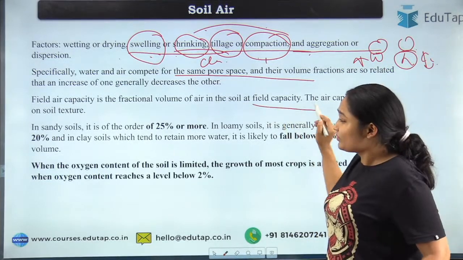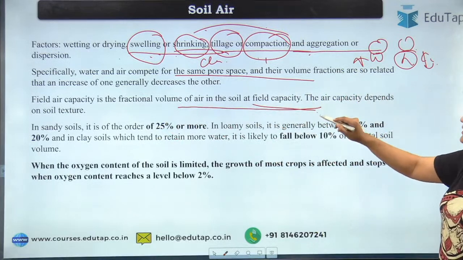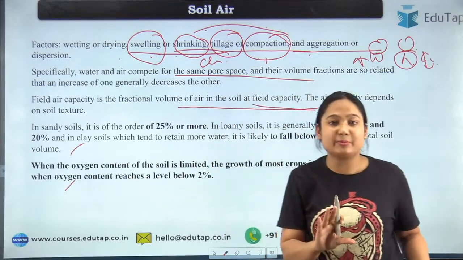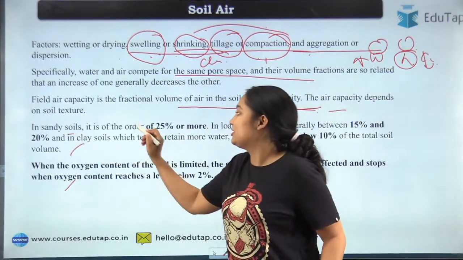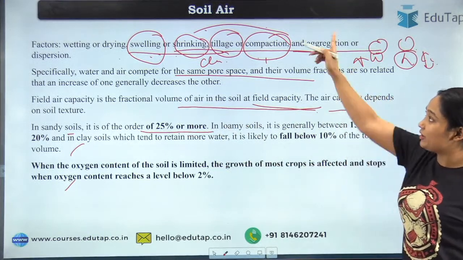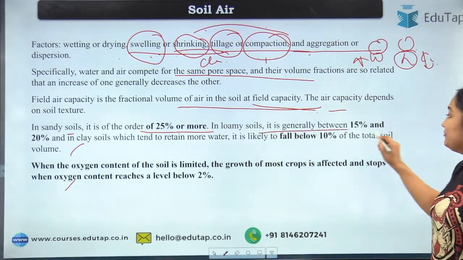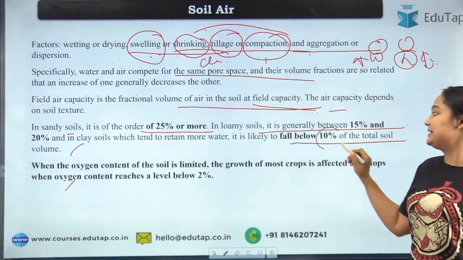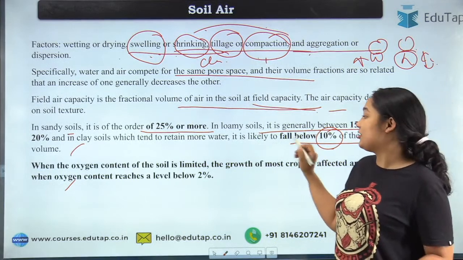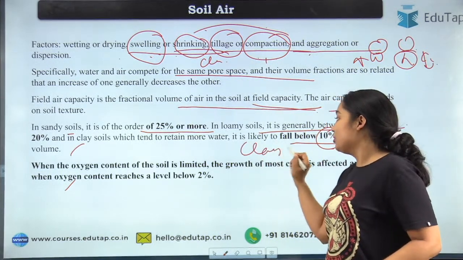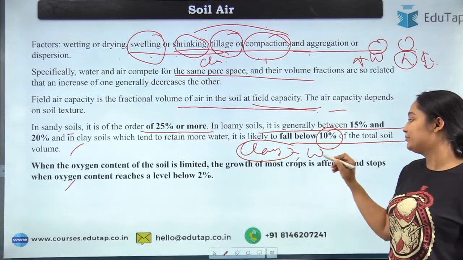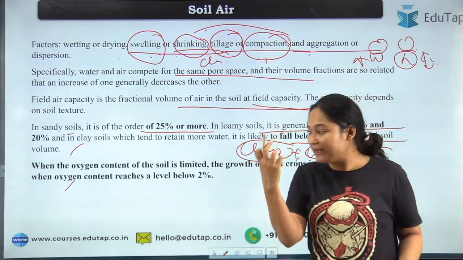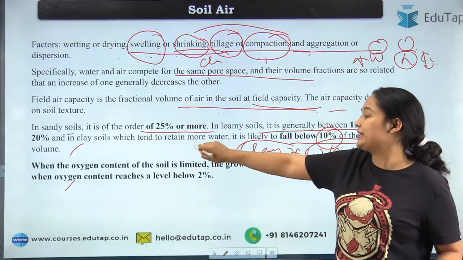Then we should know that field air capacity is the fractional volume, how much air should be there. The things you should remember are these two points; these are some factual points. In sandy soil, 25% or more is soil air. In loamy soil, 15 to 20% is soil air. And in clay soil, less than 10%. Why? Because clay soil has good water holding capacity and poor drainage. The water does not drain well, so water is already holding much of the space.